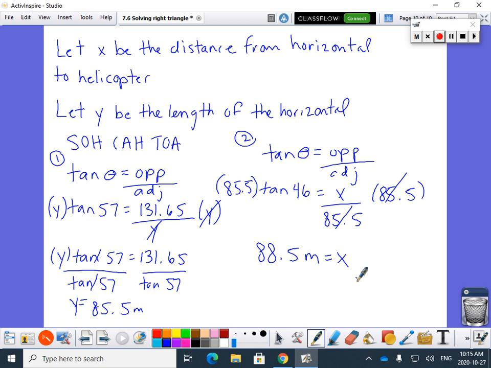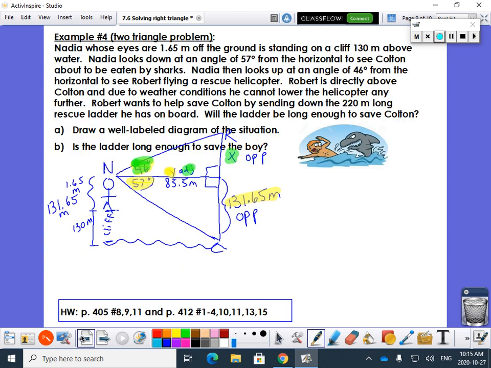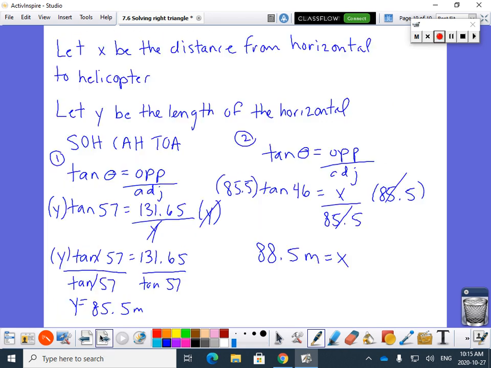So we had to do all of that diagram drawing, plus that first step, in order to eventually get this, which we're not done yet because the question wants to know, will the ladder be long enough? So we can come back over here, and now this here is 88.5 meters. Now remember, he only has 220, so he's up here, Colton's down here. So what are we going to do next? We have this and this now. Exactly, and then we're going to see if that is greater or less than 220.